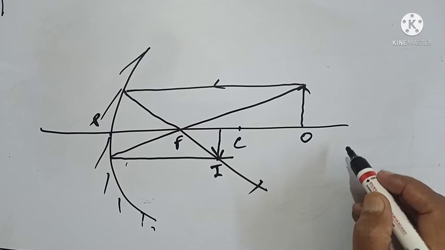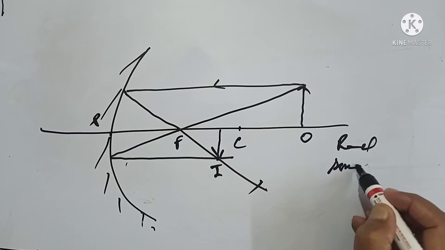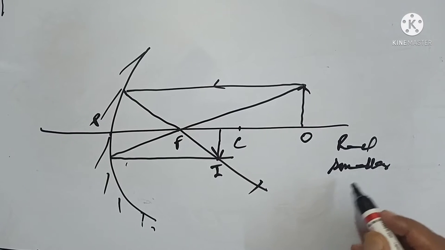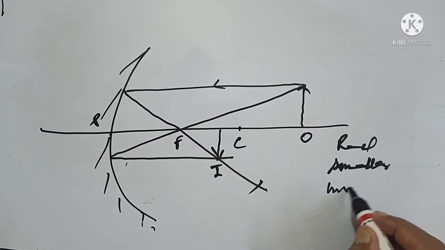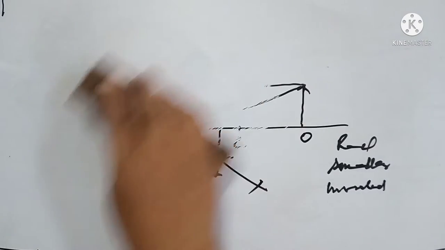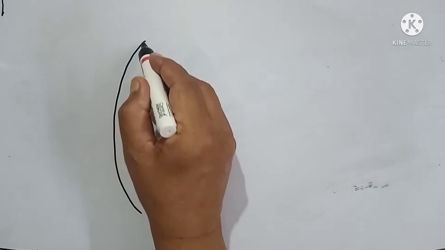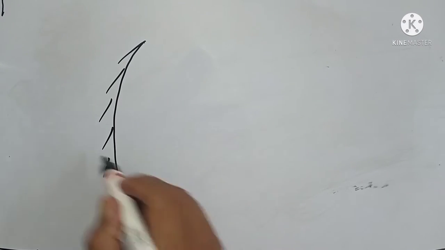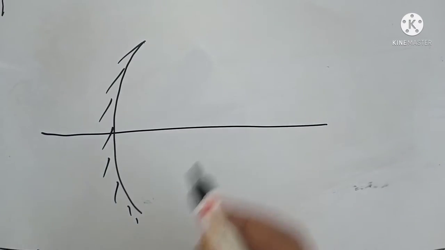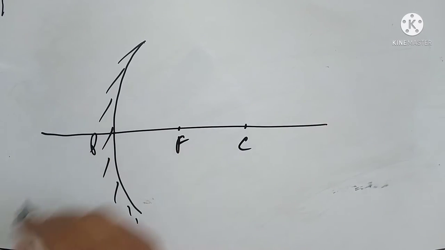So the nature of the image is real, smaller, and inverted. This is the second position. Third position: we take a mirror. This is a convex mirror. This is the principal axis. This is C. This is F. And this is the pole.